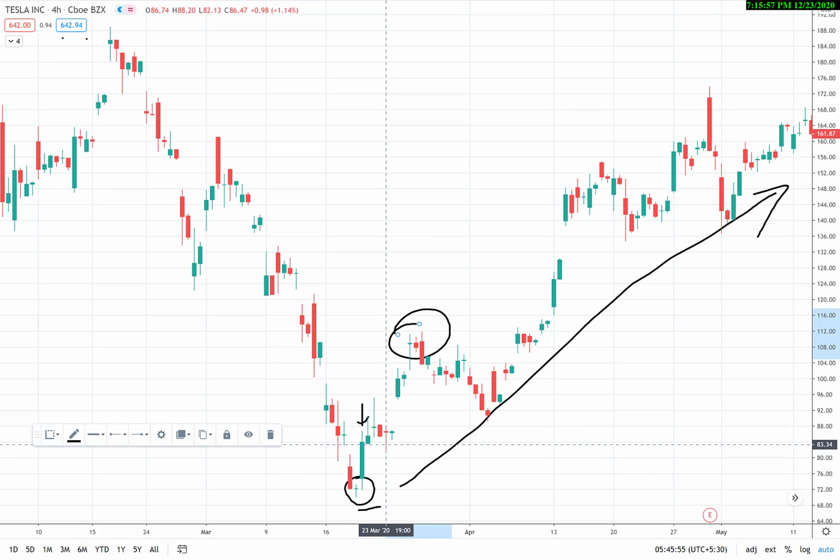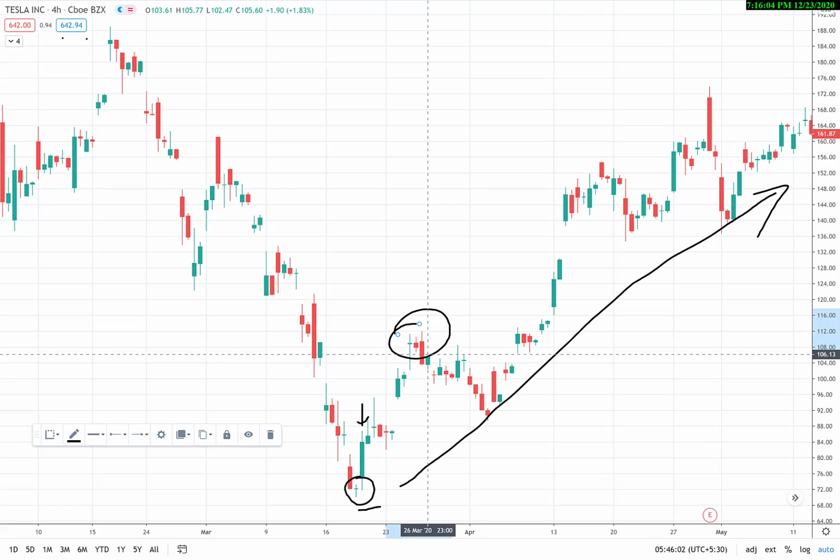Today we learned about how to read candlesticks and how to trade them. If you have any questions, please comment on the video. I'll be more than happy to answer. In my next video, we'll look at support and resistance and how to use these candlestick patterns along with support and resistance to take trades.